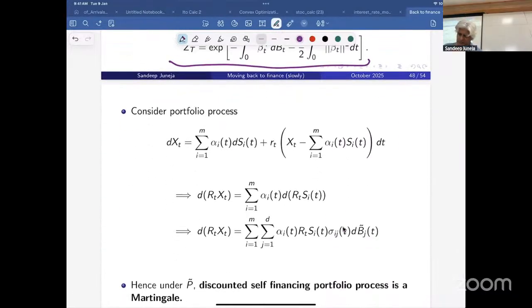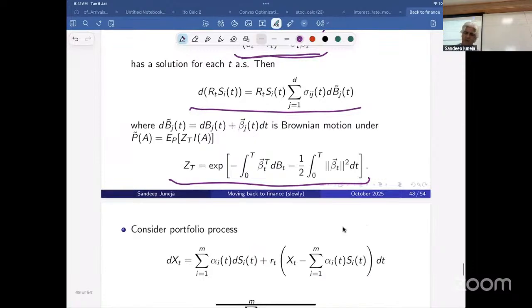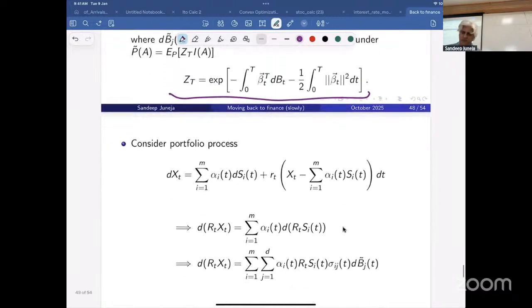Okay, so why am I repeating myself here? Now I'm talking about the portfolio process. So up till now, we were just saying that all these discounted securities are martingales. Now we want to say that a self-financing portfolio is also a martingale under this change of measure. So for the self-financing portfolio process X t, its dX t is going to be just changes that happen because of the stock market, because of the underlying assets. Alpha i t is what it's investing in the i-th security. And the remaining money that it has, it's investing in the risk-free rate. So this is how the self-financing portfolio process is going to evolve. Right?